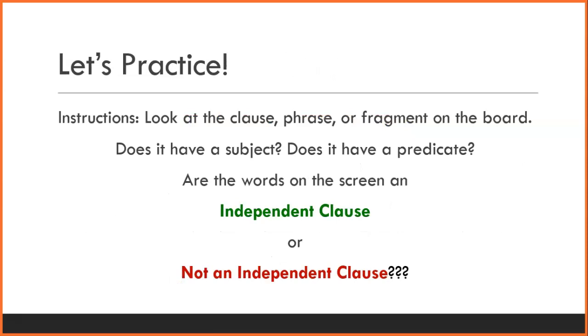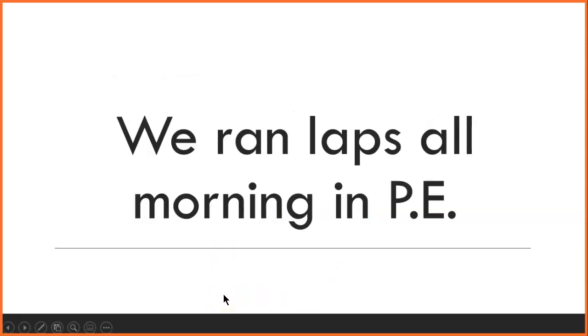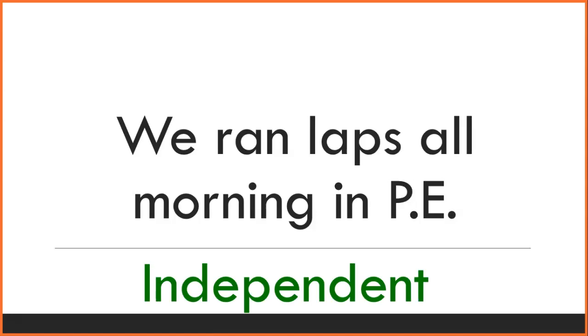Let's practice. Look at this clause, phrase, or fragment. Does it have a subject and does it have a predicate? Based on that, decide if the words on the screen are an independent clause or not an independent clause. We ran laps all morning in PE. We is my subject. We are the people doing the action. Ran laps all morning in PE is the action that we took. So this is independent.